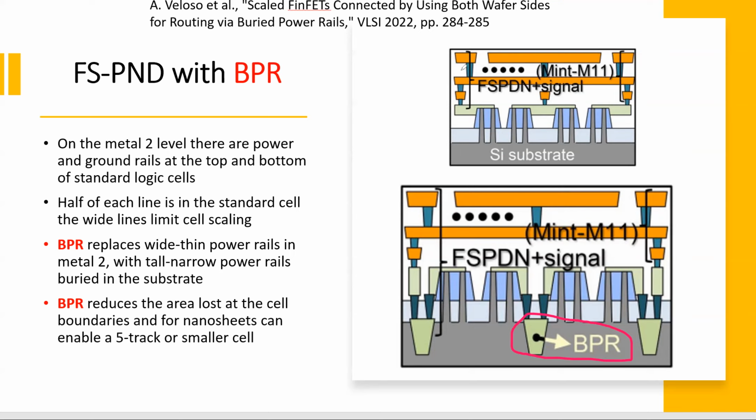Previously, you have to take the width of these POR power rails, which actually eats up your cell area. And now you don't have to. So that's area reduction, and then enabling 5-track or a small number of tracks for the nanosheets and all that. So that's a huge benefit, and why people have to go to BPR.